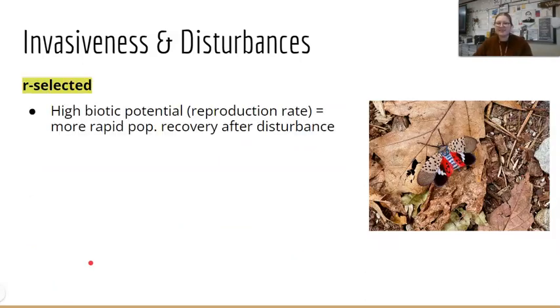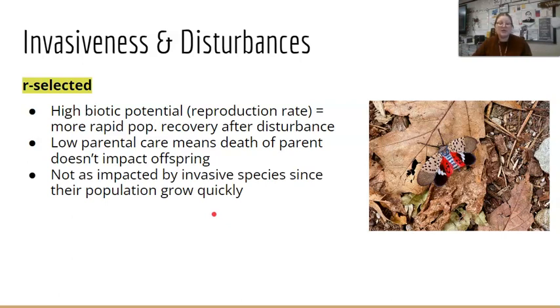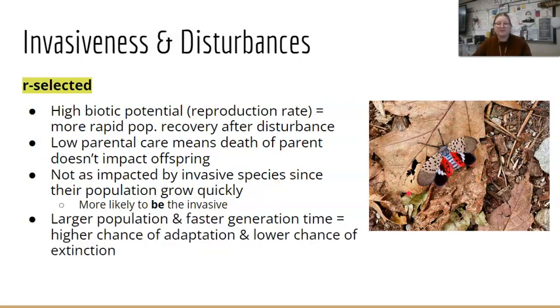R-selected species have a higher biotic potential, higher reproductive rate, and more rapid population recovery after disturbance. Low parental care means the death of the parent doesn't impact offspring. If that sunflower sheds all its seeds and then dies, that does not impact how well the seeds will sprout. They're not as impacted by invasive species since their populations grow quickly. They're more likely to be the invasive. This is a spotted lanternfly. They are super, super invasive. If you see them, please kill them.